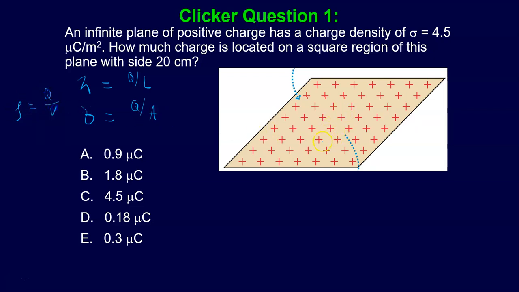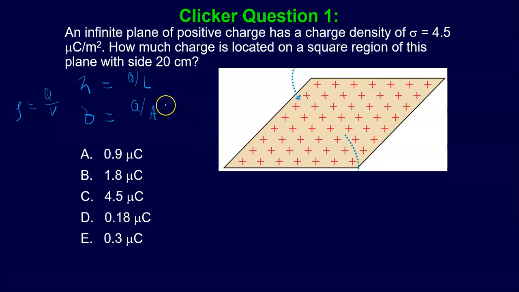Like in this picture here, there's an infinite plane of positive charge. And what's easier for us to do is, instead of talking about total charge, well, first of all, try to talk about the total charge of an infinite plane. The easier way for us to think about it is charge per area. So here we have an infinite plane of charge, and we're told that the charge density sigma is equal to 4.5 microcoulombs per meter squared. And I want to ask you, how much charge is located on a square region of this plane with side 20 centimeters? So give this one a go, pause, and then we'll talk about it.